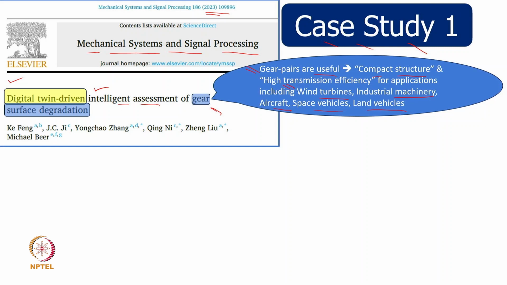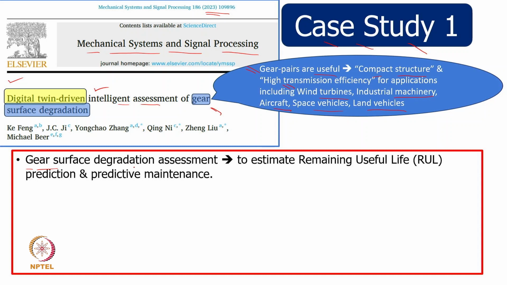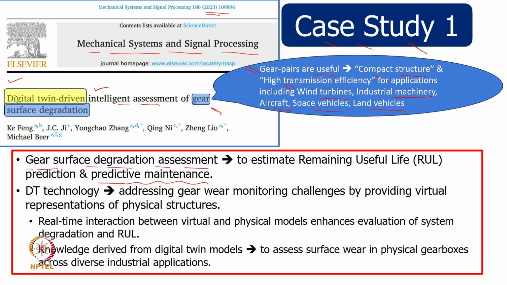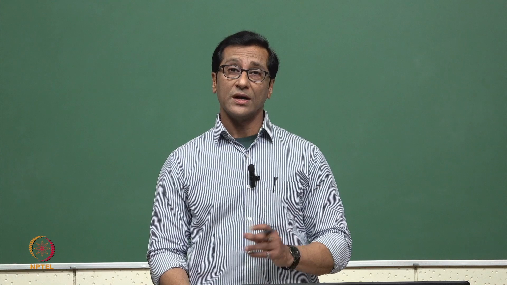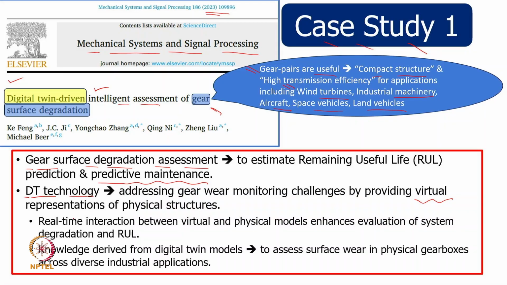First, we want to know why we are covering this kind of study. We say very clearly that gear surface degradation assessment is essential to estimate the remaining useful life of the gears. It will help us to predict what kind of maintenance requirements are there. And this DT, the digital twin technology, will help us to address gear monitoring challenges, where we take the data, correlate it with our models, and correct the mathematical model also, so that in future we are able to figure out virtual systems related to the physical structure.